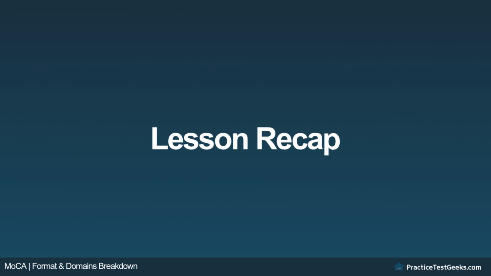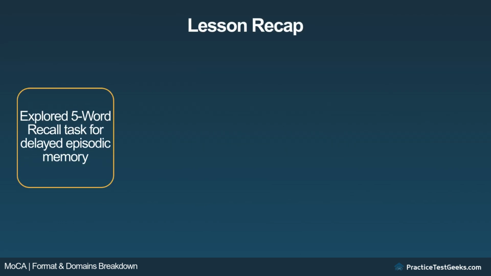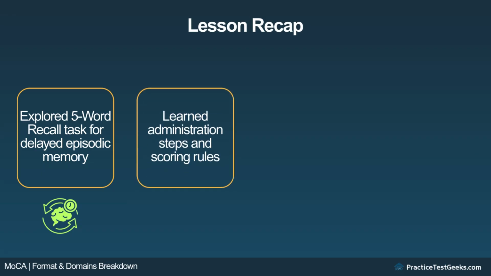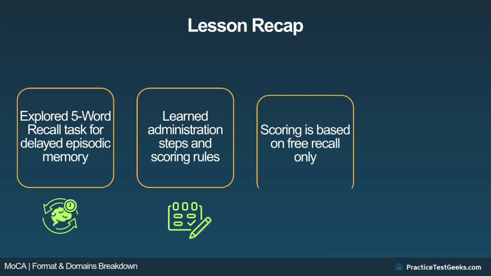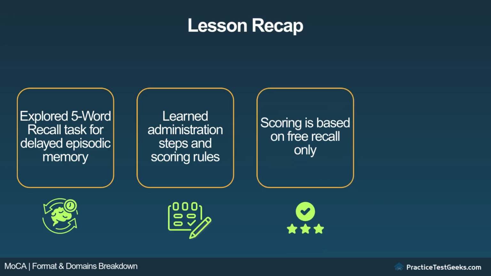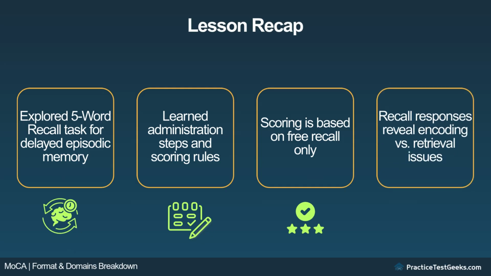Lesson recap. In this lesson, you explored the 5-word recall task of the MoCA, a critical test of delayed episodic memory. You learned the administration steps, scoring rules, and how different recall responses can reveal underlying cognitive issues. Scoring is based only on free recall, and both encoding and retrieval patterns offer insight into the nature of any memory impairment. Understanding this section is essential for test administrators, as memory performance often signals some of the earliest signs of cognitive decline.